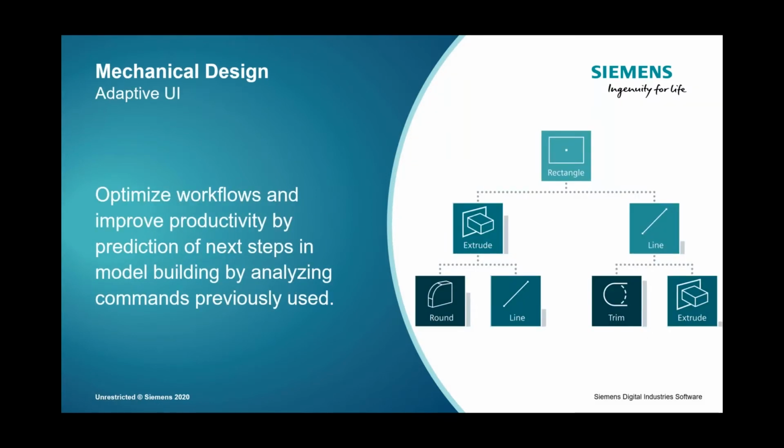The next thing we're going to look at is the adaptive UI. And this is pretty cool because it introduces artificial intelligence that's going to predict what you're going to do next. So how does it do that? Well, it takes a look at how you're doing your modeling, and then it uses that algorithm to figure out, all right, if you always add a round after an extrude, well, likely that's what you're going to do next. Let's take a look at this in action.